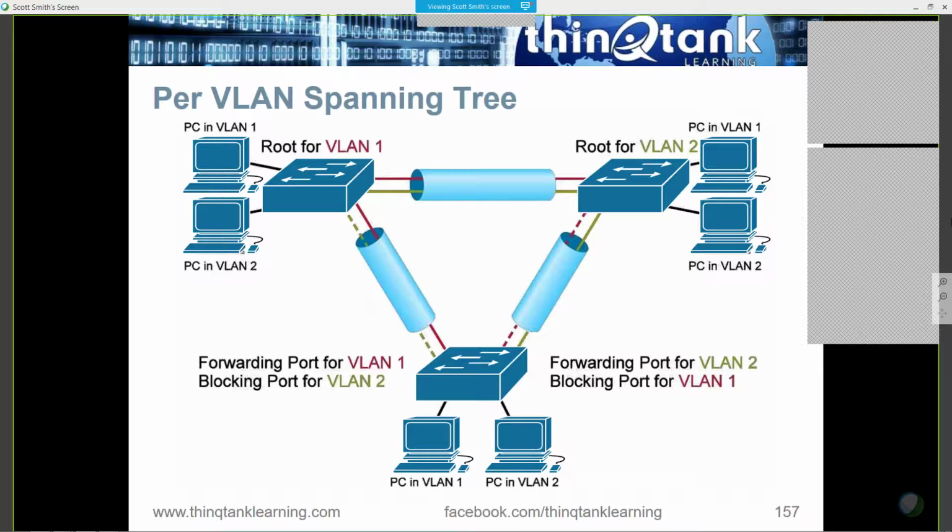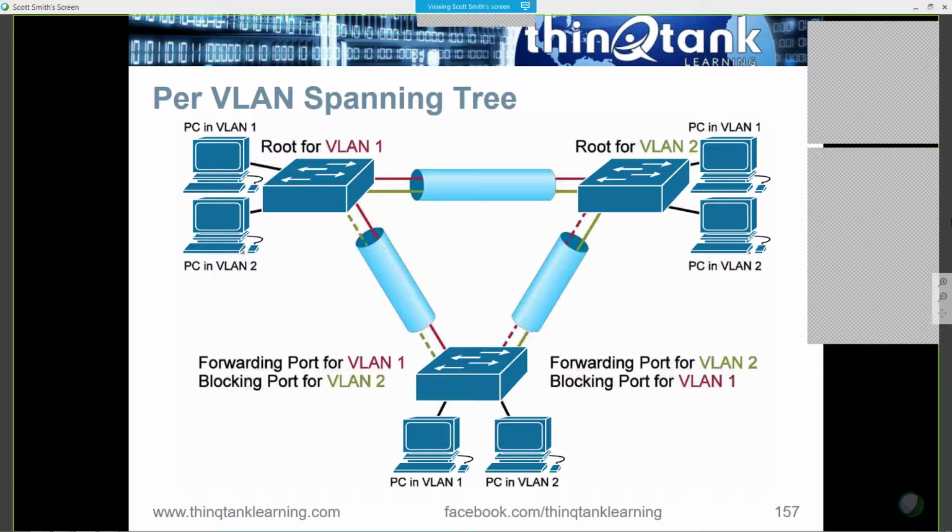Because we can run spanning tree per VLAN, I can make one switch the root for one VLAN, and I can make another switch the root for another VLAN, which allows me the ability to load share the traffic up to the distribution layer. Imagine on this diagram that the top two switches are my distribution layer, and the bottom switch is the access layer. Okay?